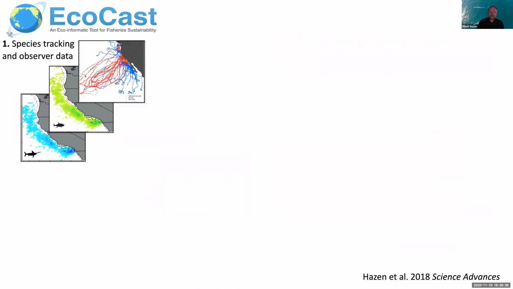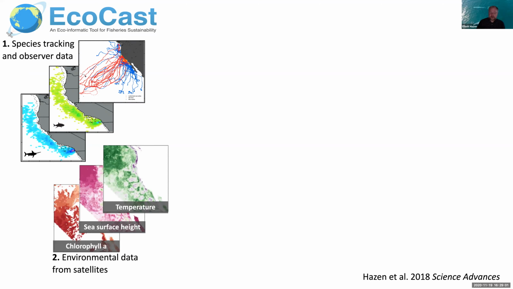So for EcoCast, we use telemetry data and observer data both. And part of the reason for this is there simply aren't enough leatherback sea turtle records to create a model from 25 events. So we've used telemetry data from Scott Benson's lab for leatherbacks, sea lion telemetry from Dan Costa, and blue shark telemetry from Heidi Dewar, along with observer data on blue sharks and observer data on California swordfish.